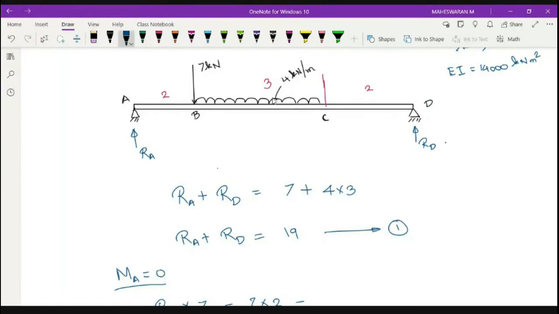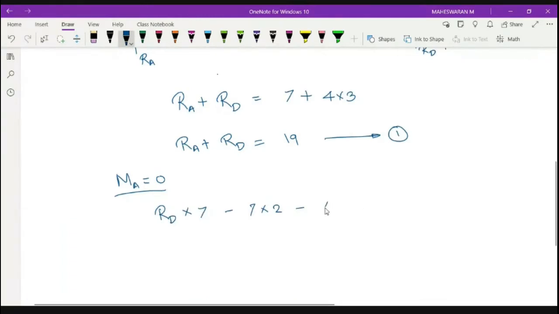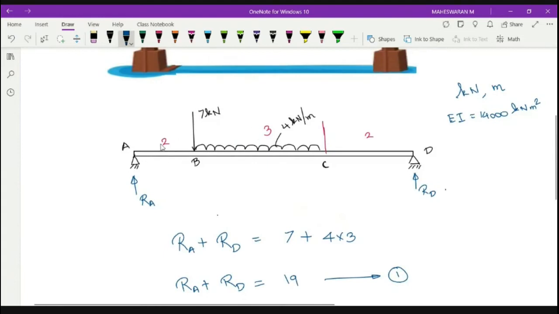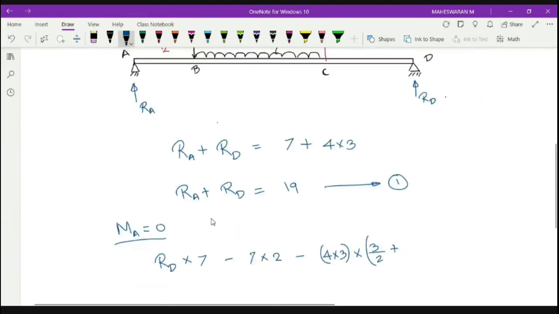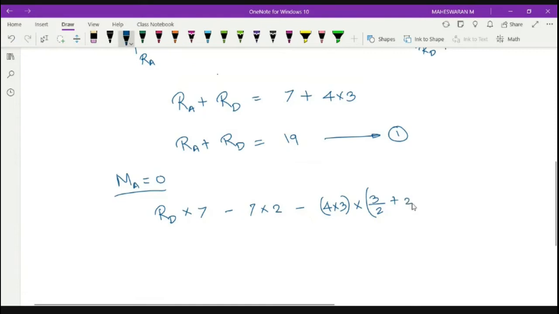So W into L by 2 plus offset distance. So 3 into 4 or 4 into 3 into 3 by 2. So force into perpendicular distance plus offset distance. What is my offset distance? So it is offset distance for 2 meter. So 2. So this is equal to 0.